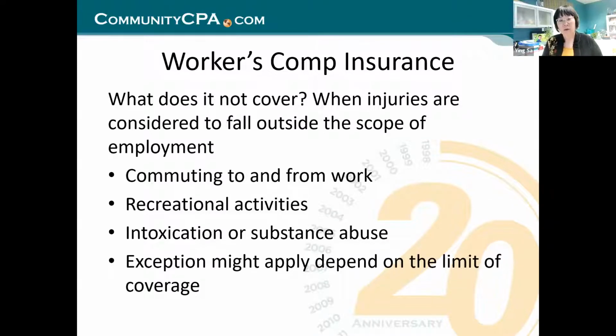And so, when we have activities outside of the company, our insurance agent always makes sure that we have other insurances going on to cover those kinds of activities.